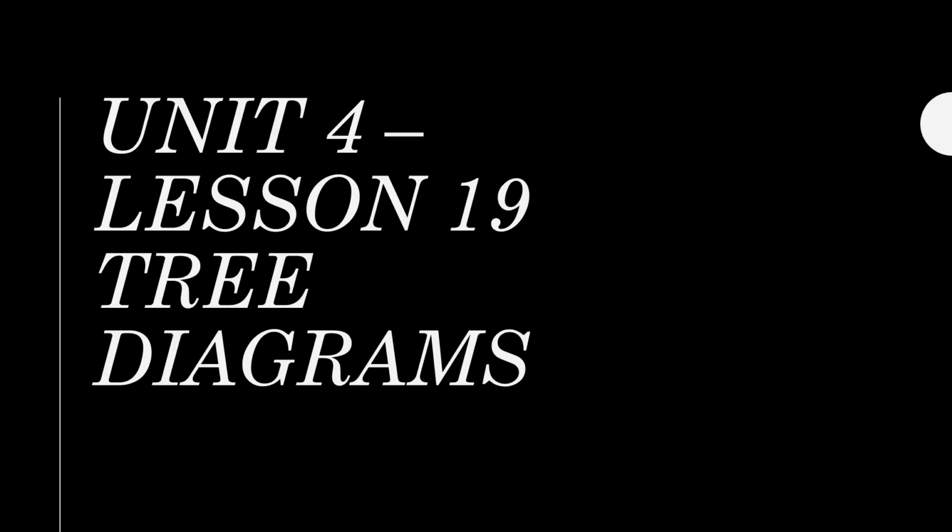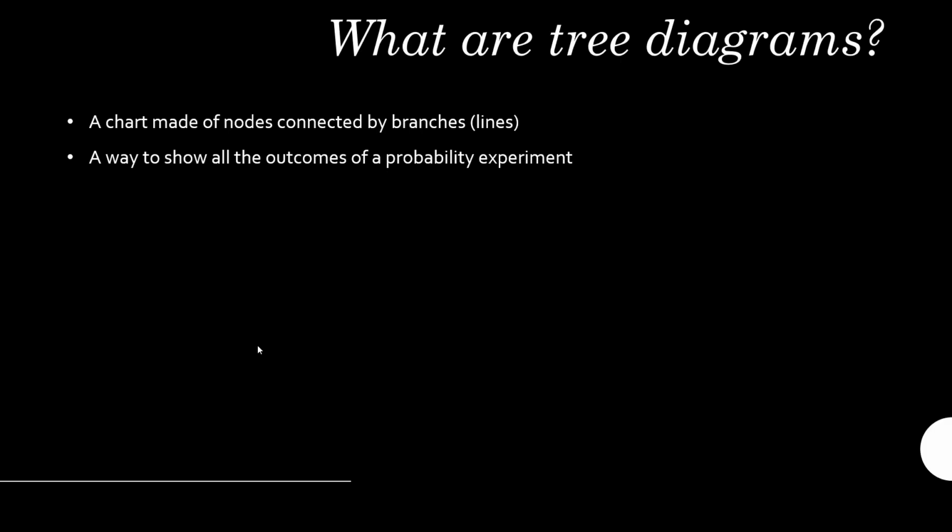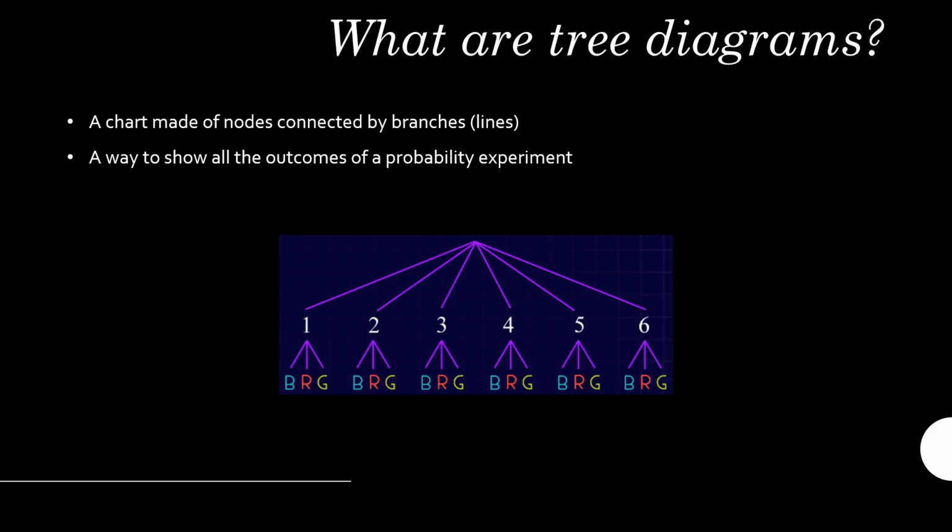Lesson 19, tree diagrams. All right, so first off, let's cover what tree diagrams are. Tree diagrams are a chart made of nodes that are connected by branches or lines. So they are another way to show all the possible outcomes of a probability experiment. They look like there's a lot going on, but once you know how to read them, they're really not that bad.